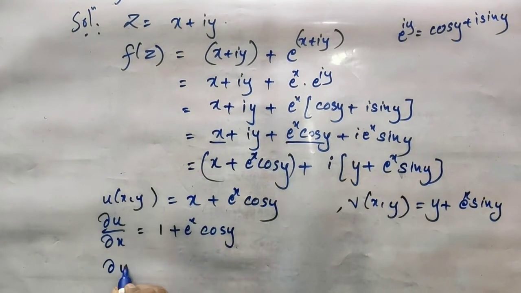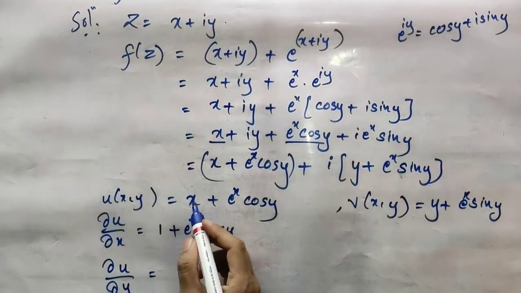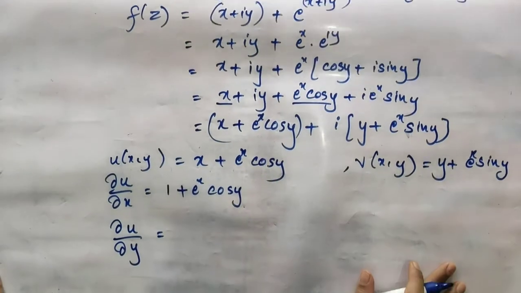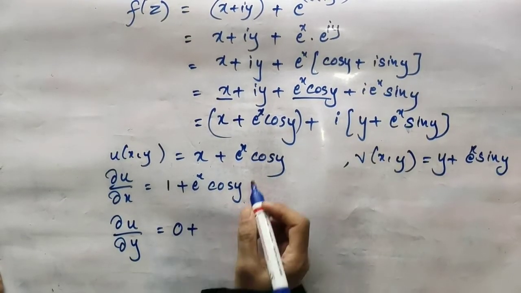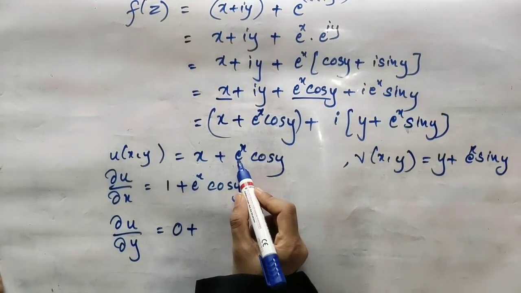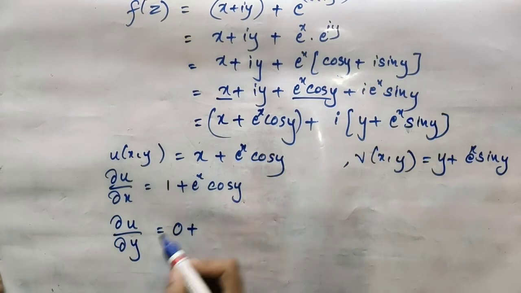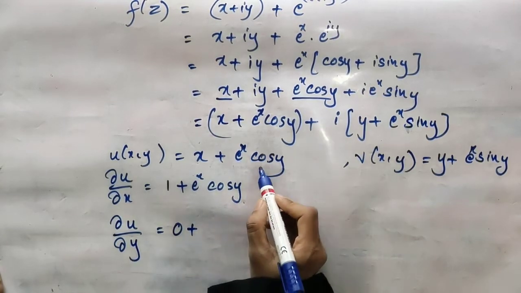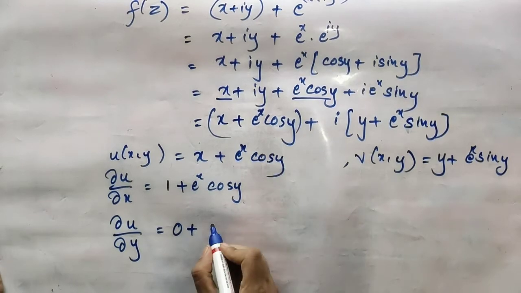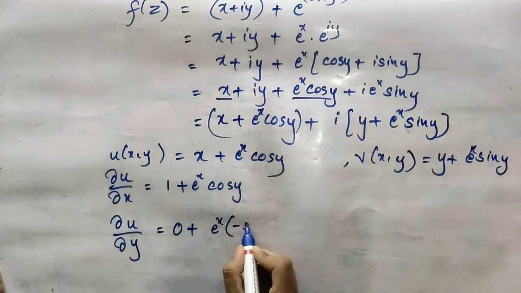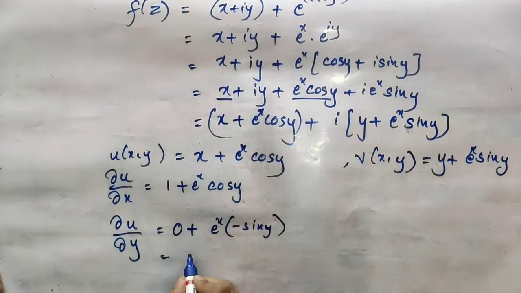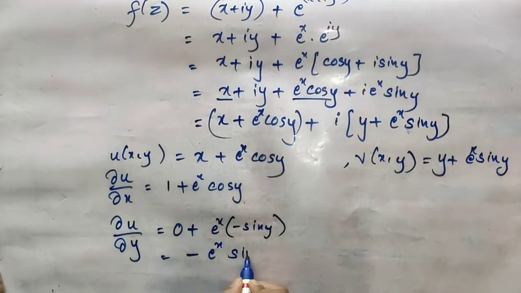Similarly dou u by dou y. Derivative of x with respect to y is 0, plus derivative of e to the power x cos y. E to the power x is constant for now because we are differentiating with respect to y. So derivative of cos y is minus sin y, so you will have e to the power x into minus sin y. Let me write it in a better way: it's minus e to the power x sin y.